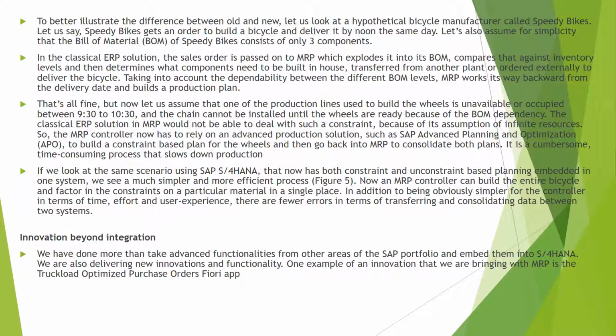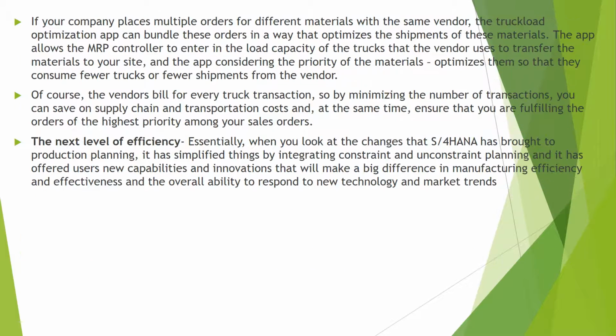One example of innovation we are bringing with MRP is truckload optimized purchase orders via the Fiori app. If your company places multiple orders for different materials with the same vendor, the truckload optimization app can bundle these orders in a way that optimizes the shipments of this material. The app allows the MRP controller to enter the load capacity of the trucks that the vendor uses to transfer the materials to your site, and the app, considering the priority of the materials, optimizes them so that they consume fewer trucks or fewer shipments from the vendor.